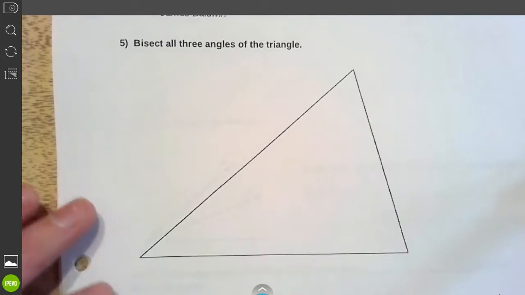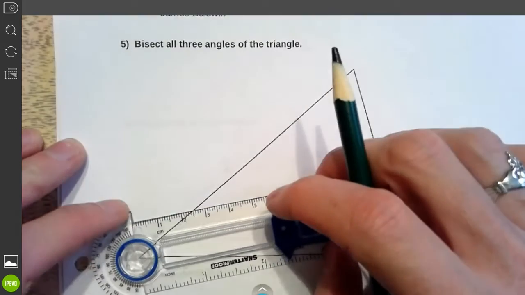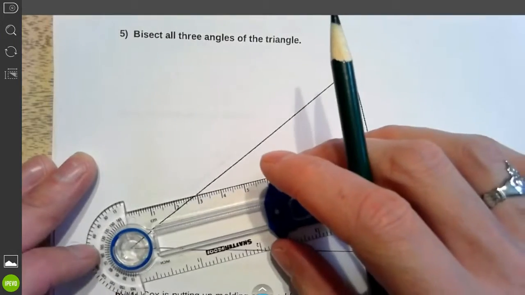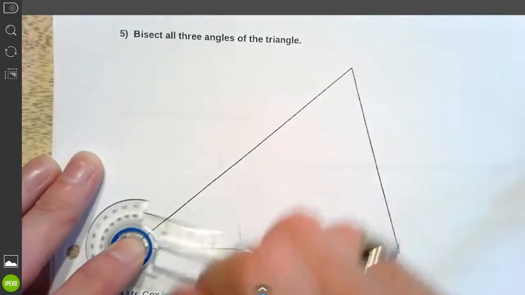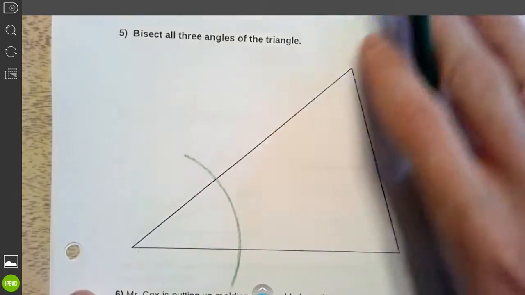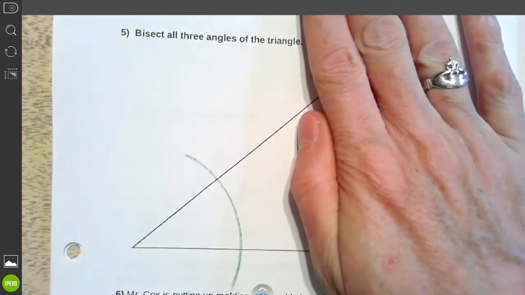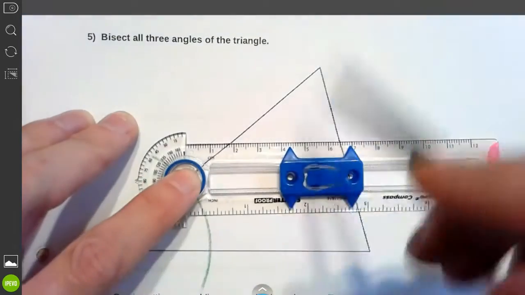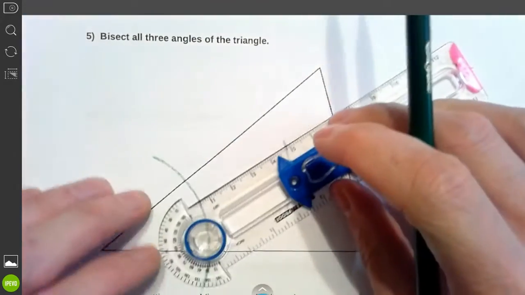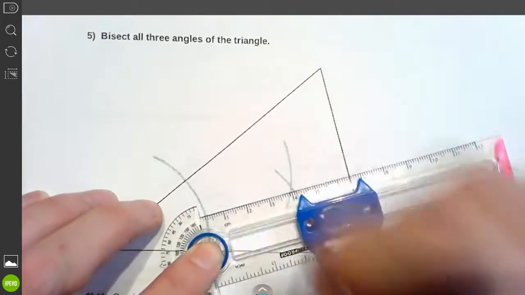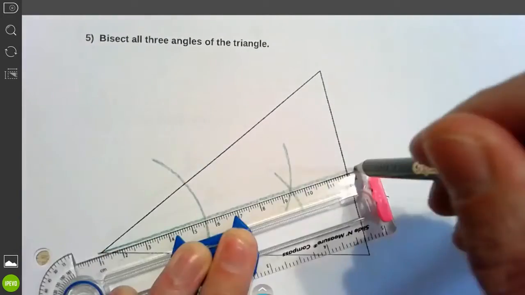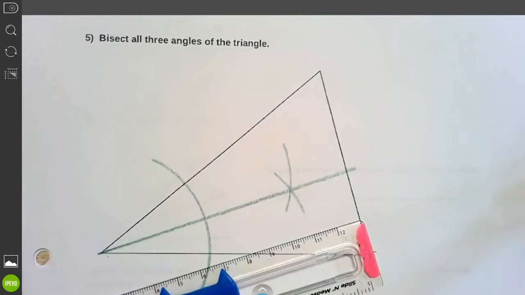Okay. So I'm going to use a different color for each angle because it makes it a little easier to see. So my first angle is here. So I start at the vertex. Again, I'm going to do my arc through the angle. I'm ignoring all of this. I'm just worried about this angle here. So from these two points, I make my intersection, one, two, and now I can bisect my angle. There we go.